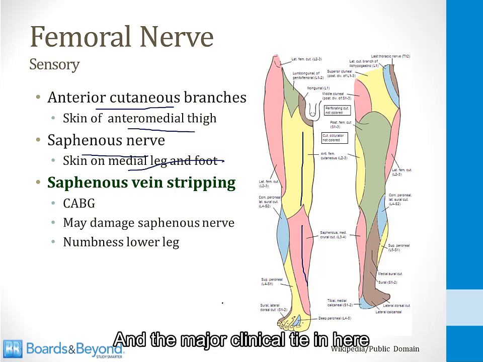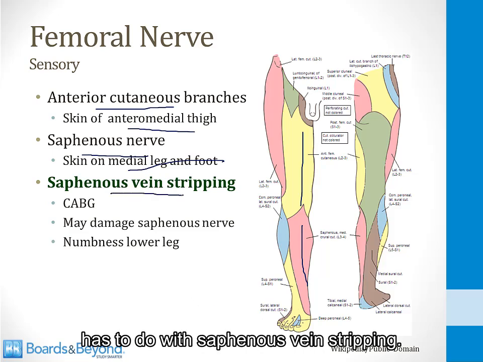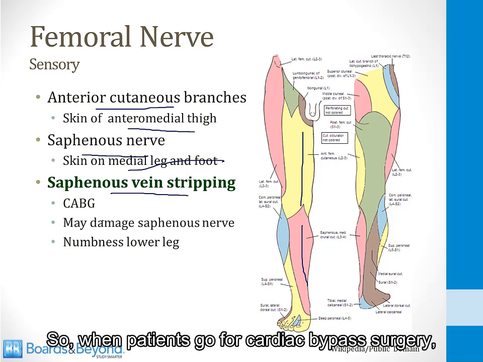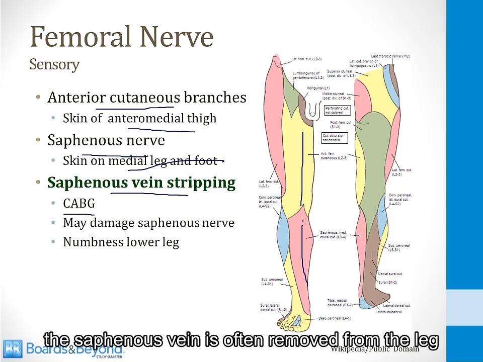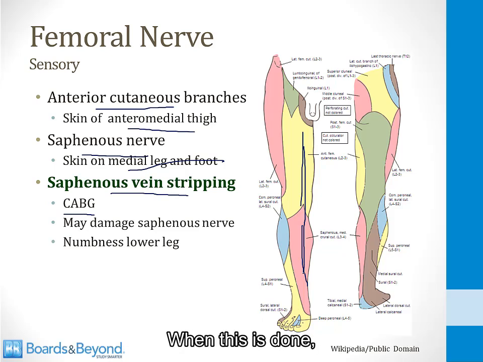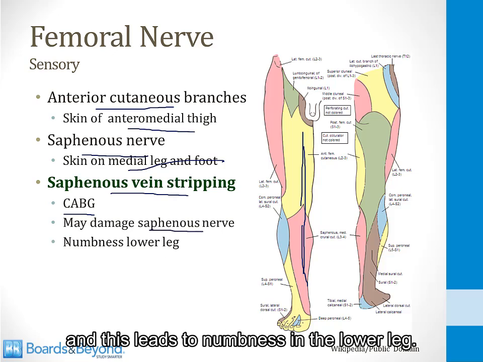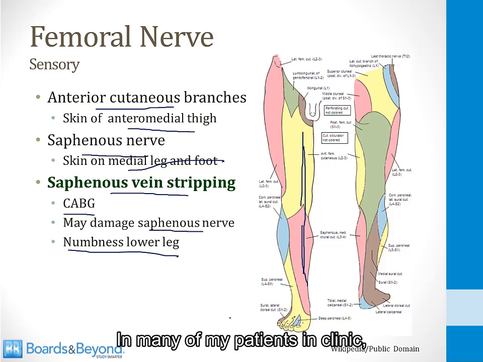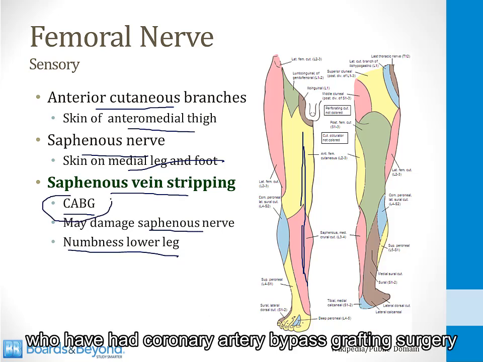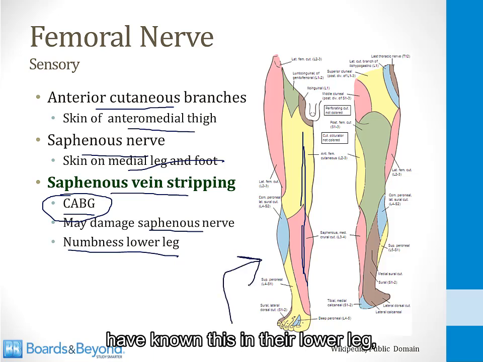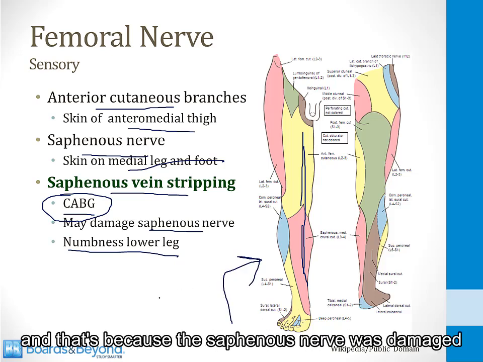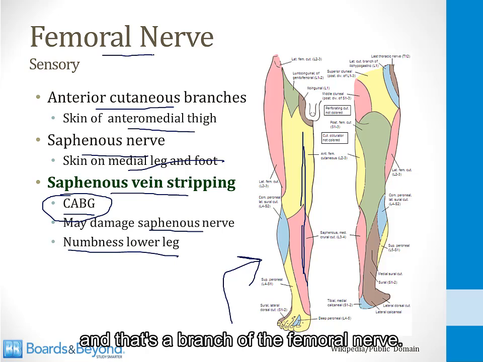And the major clinical tie-in here has to do with saphenous vein stripping. So when patients go for cardiac bypass surgery, the saphenous vein is often removed from the leg and used as a bypass conduit. When this is done, it often damages the saphenous nerve, and this leads to numbness in the lower leg. And many of my patients in clinic who have had coronary artery bypass grafting surgery have numbness in their lower leg, and that's because the saphenous nerve was damaged, and that's a branch of the femoral nerve.